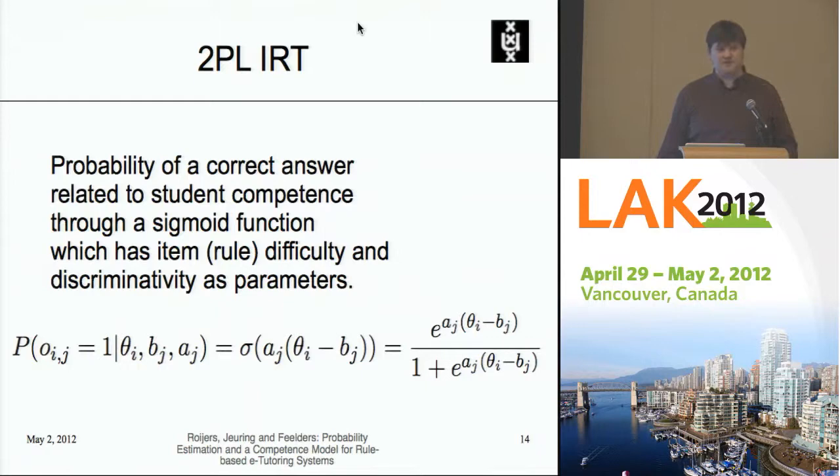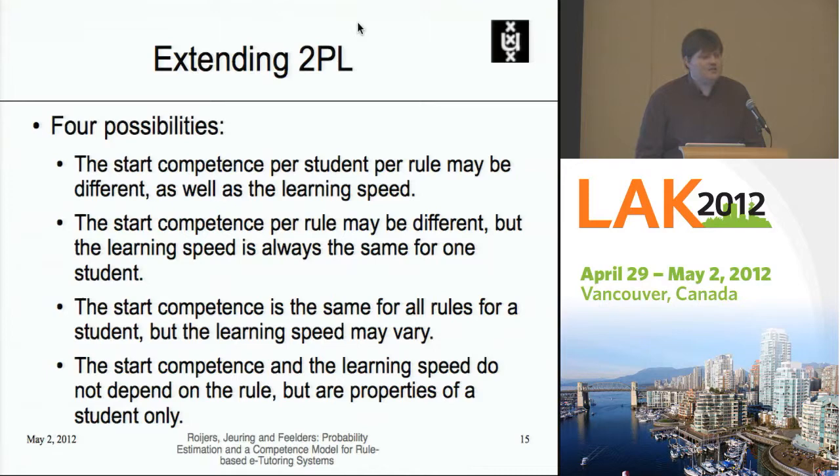Well, as you saw, this model does not include learning yet, so we needed to extend this model. And we had several options for doing so. We can introduce a start competence and a learning rate, and we can let these two parameters vary with every rule for every student. Another option is that we make the start competence different for every rule, however the learning rate is the same for a student over all the rules, etc.